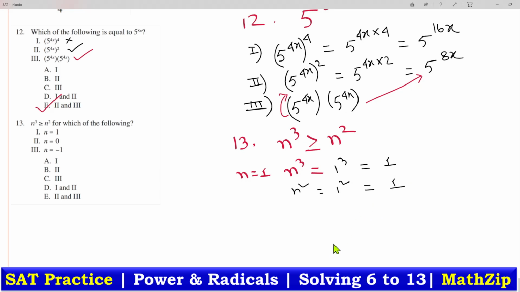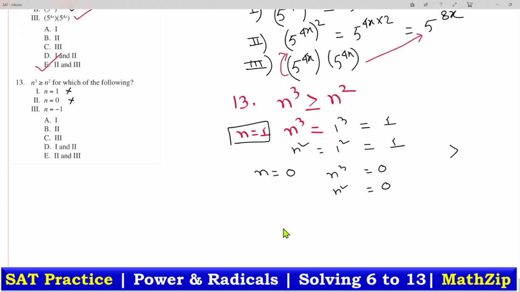So what do you think? Is it true? N cube and n square are equal if n equals 1. So it's not less or greater. So it's a wrong thing. Same, n equals 0, then n cube equals 0, n square also equals 0. So it's not less or greater. So it's incorrect.